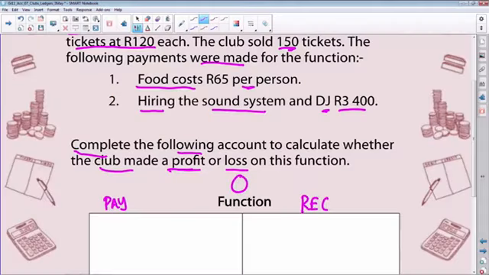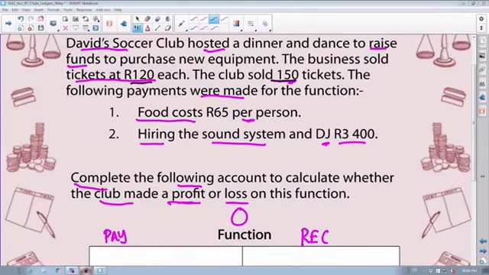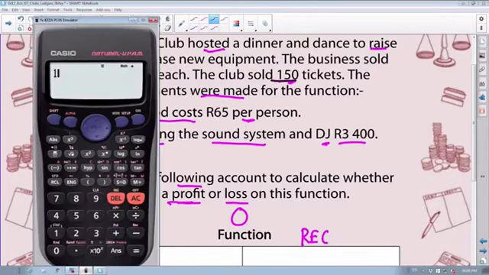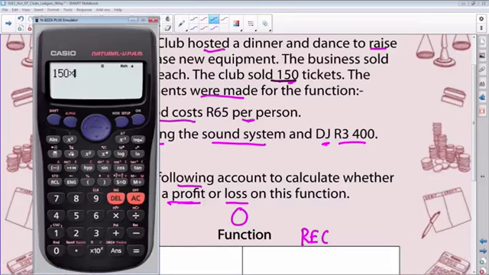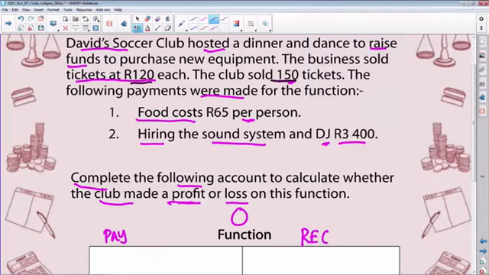Right, so going back to the example, your receipts will obviously be the sale of tickets. So in this case, we've sold 150 tickets at a price of 120 Rand. So let's get the calculator out and let's calculate our total receipts. So 150 tickets times 120 Rand. So the receipt amounts to 18,000. So let's fill that in. So under receipts, we've received 18,000 with me.